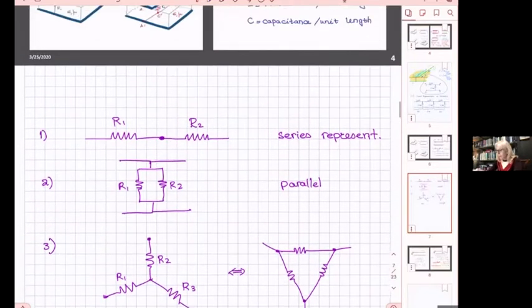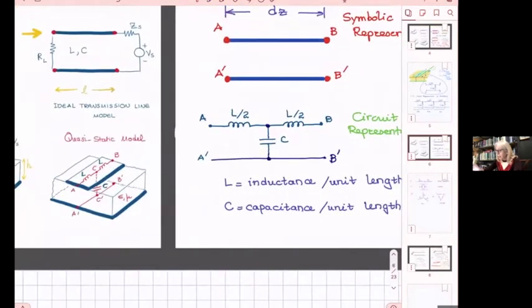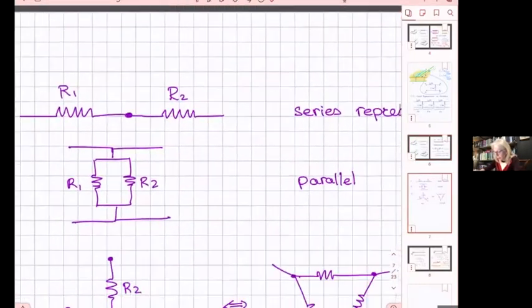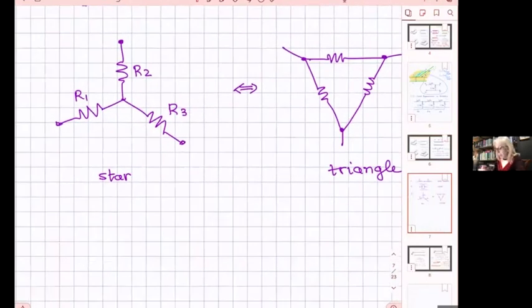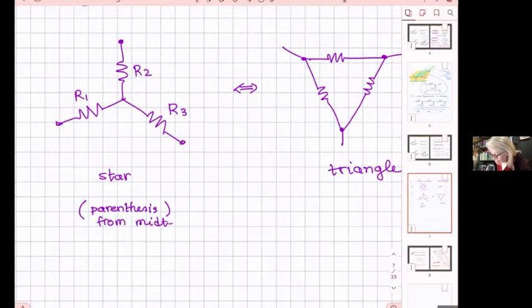Why am I talking about that? Because if you look at this one, tell me what kind of representation this is. That is a triangular, isn't it? Somebody says a Y representation or an inverse Y, whatever. This is like that. And also just to remind you, in parentheses here, from the meter, what we had between A and C was something like that. A, C, ground.